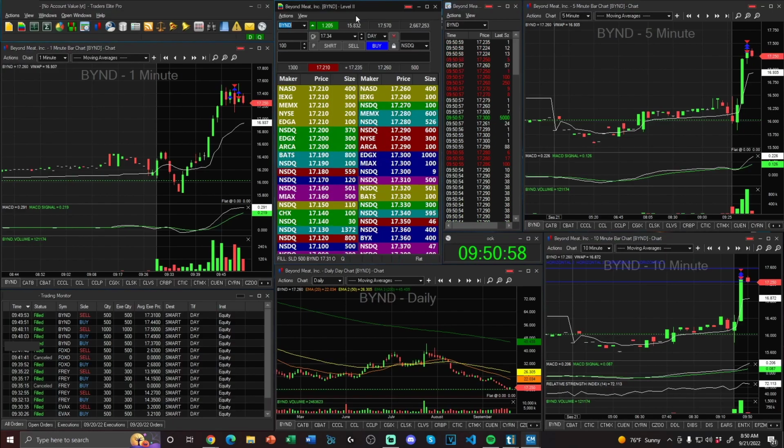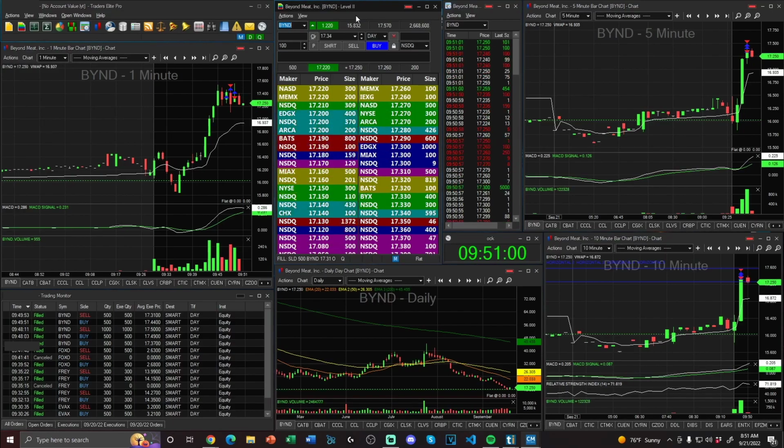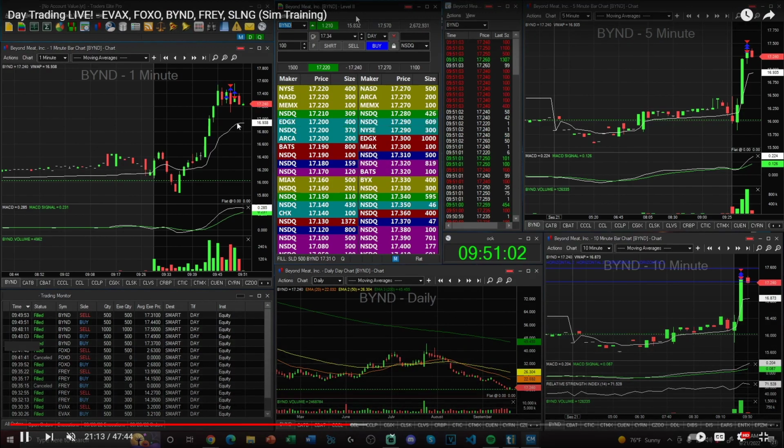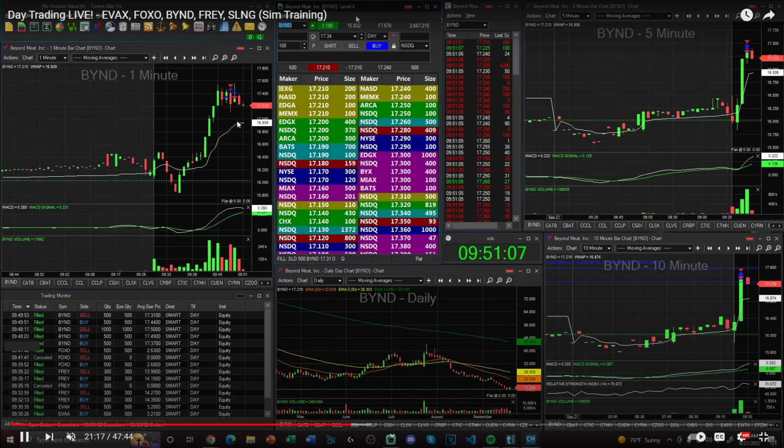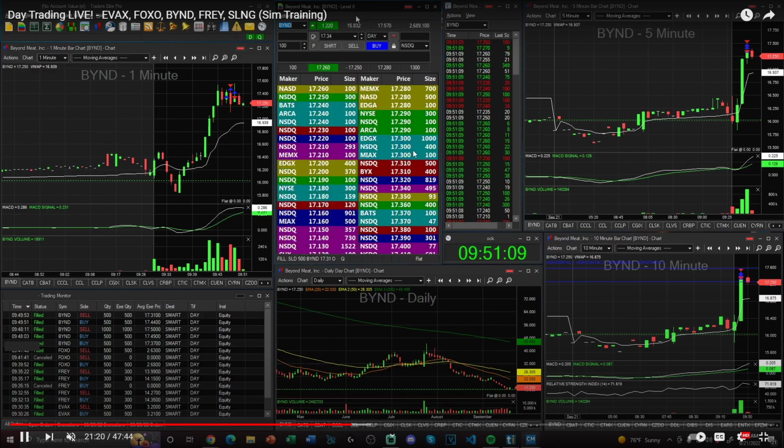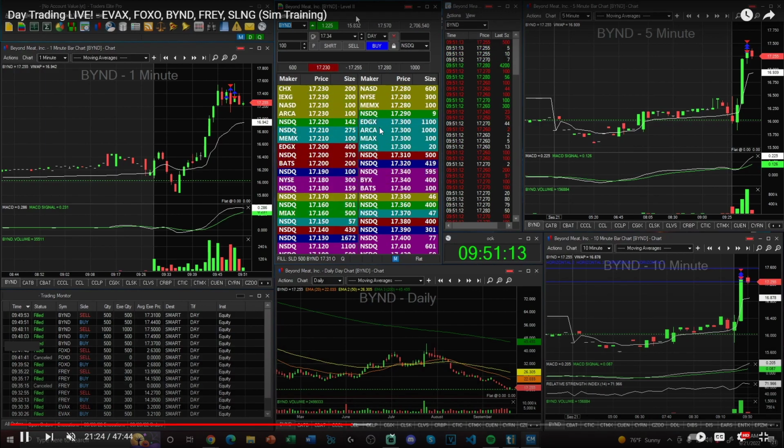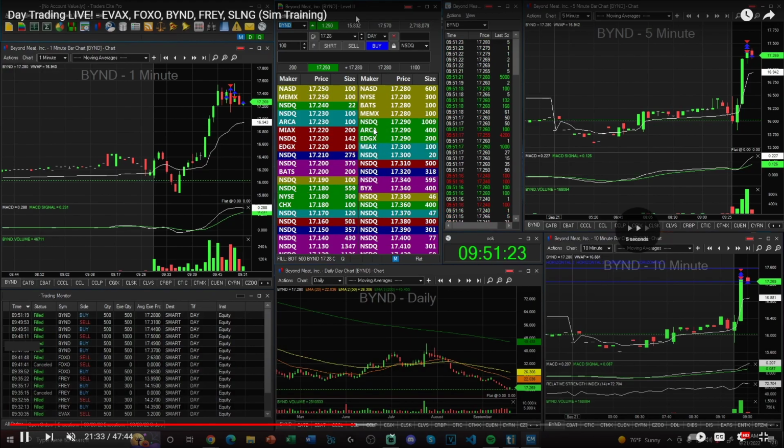So I'd want to short it here. It's not easy to borrow, but I'd want to short it here in anticipation of this low break on this candle here, and then I guess my next target would be 17 flat. But it looks pretty weak here to me. There's a pop back up. Let's see what it ends up doing here.